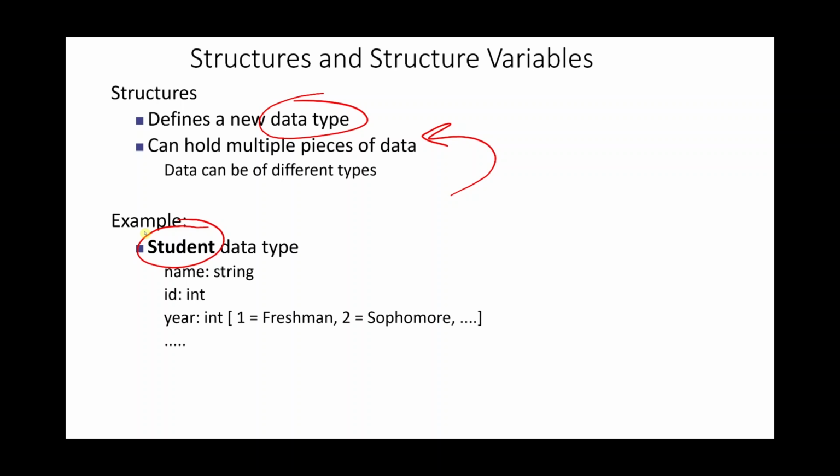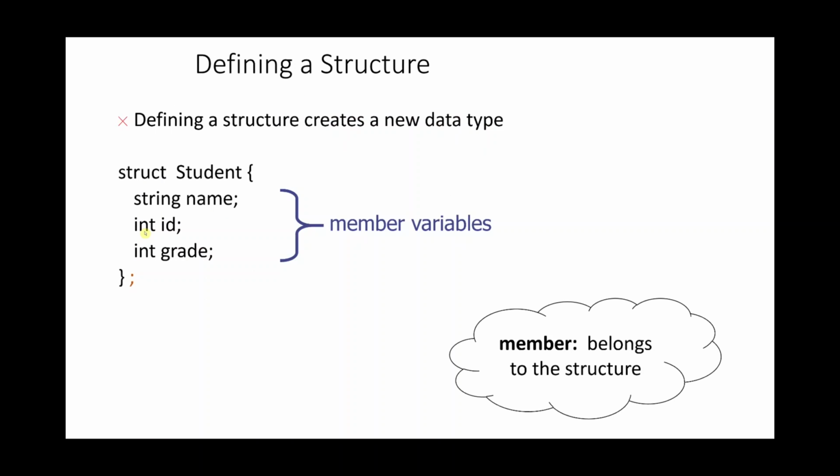Keeping that student in mind, the way I define my structure, my new data type, is by using the keyword struct. Struct is from structure. Then the name of your data type, then you open curly braces and close them. And the most important thing is you add the semicolon. It's not like functions and loop bodies where you open and close brackets only. No, you need this semicolon, and we will know why in a few minutes.